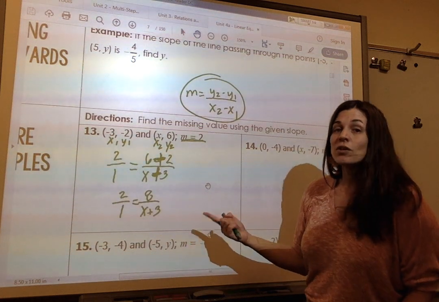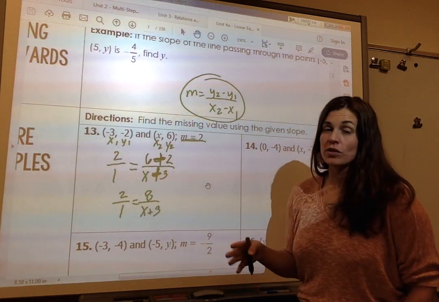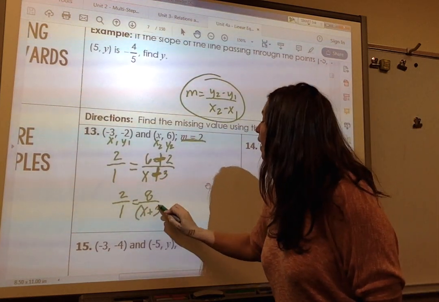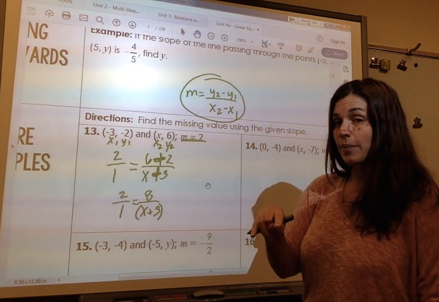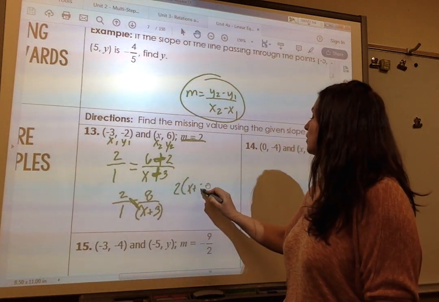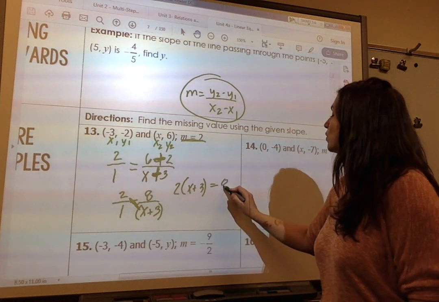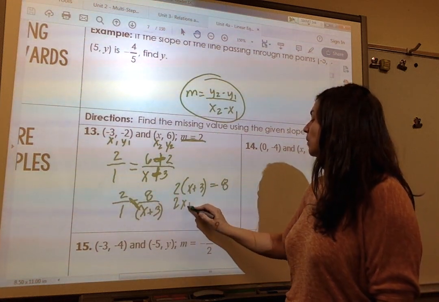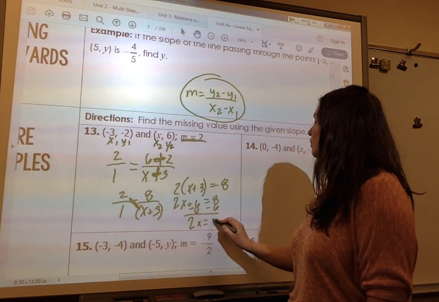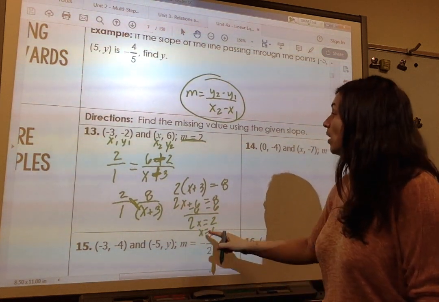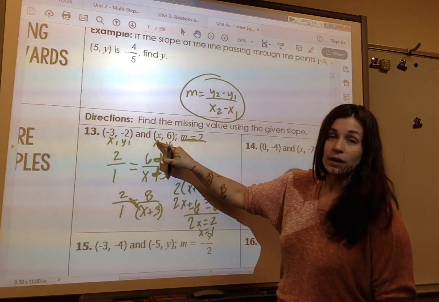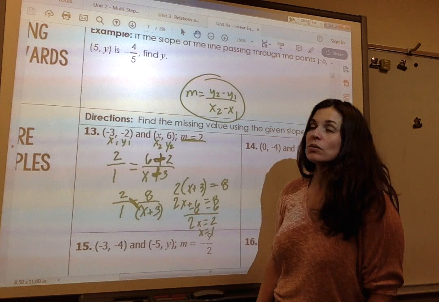Do you remember back in Unit 2 when we were solving multi-step equations and we had proportions? What did we do? We cross-multiply. And I always said, put parentheses around the binomials. So here, I'm just going to cross-multiply. And I get 2 times x plus 3 equals 8 times 1, which is 8. I'm going to distribute: 2x plus 6 equals 8. Subtract 6 on both sides. 2x equals 2. X then equals 1. So 1 is my value for x. So now I can complete my ordered pair where x is equal to 1.